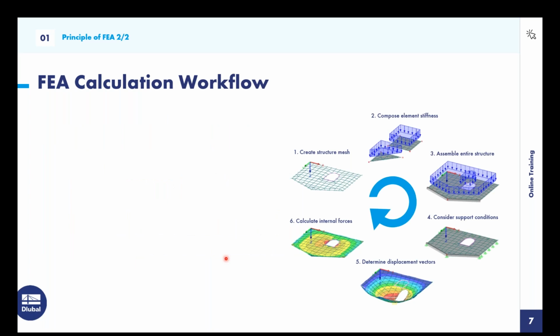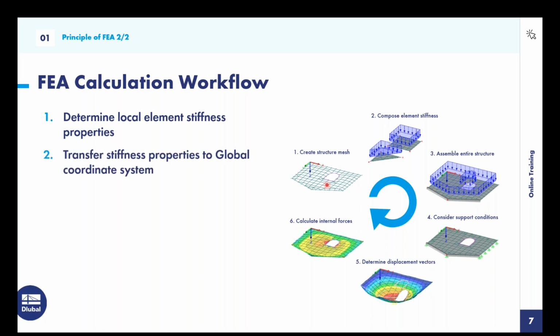Next, we have the FEA calculation workflow. You can see this in the graphic on the right-hand side. In the first step, we start with the determination of the local element stiffness properties. Then in the second step, the program changes the stiffness properties at each node to the global coordinate system, so the element stiffness is composed. Then in the third step, the composition of the entire structure takes place. In the fourth step, the boundary conditions and supports are then defined. These, for example, could consist of sliding, rigid, or hinge supports.